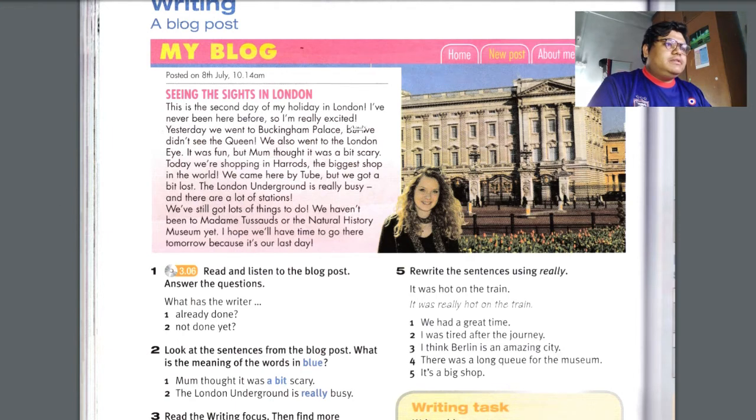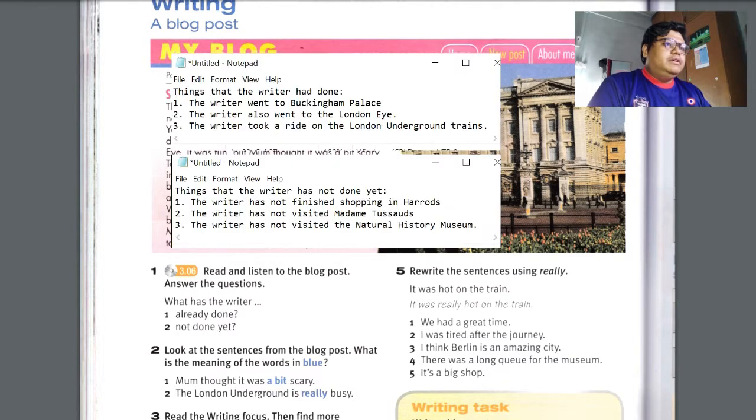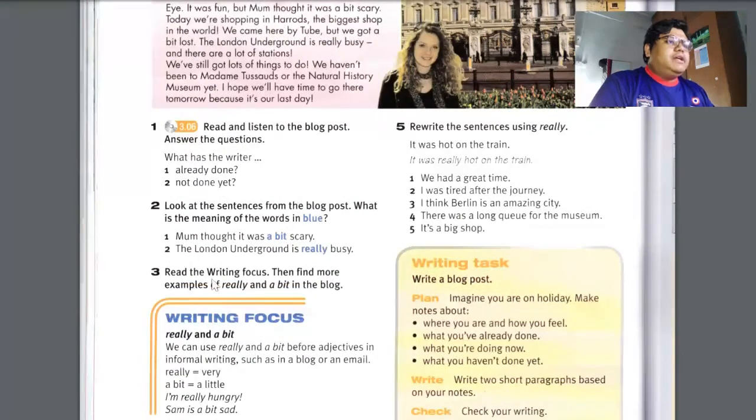Okay, let me just open it. Make it bigger here. So as you can see, these are the things that the writer had done. These are the things that the writer had not done, has not done. Right. So there goes question number one. Let's look at question number two.